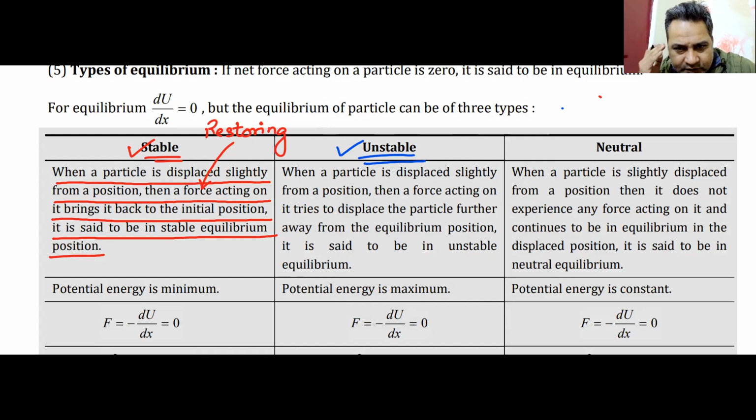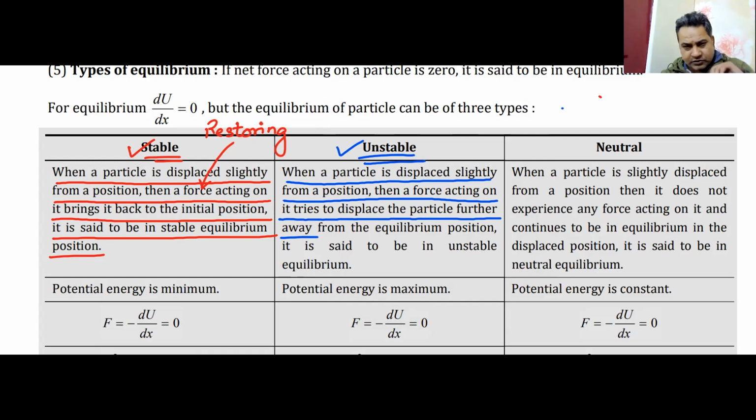In stable equilibrium, there was a force acting which tries to bring the body back. What happens in unstable? When a particle is displaced slightly from a position, then a force acting on the particle tries to displace the particle further away. It is not trying to pull it back, it is trying to push it further away. Go, don't come back. From the equilibrium position, it is said to be in unstable equilibrium. So you can understand a very stark difference between the two.